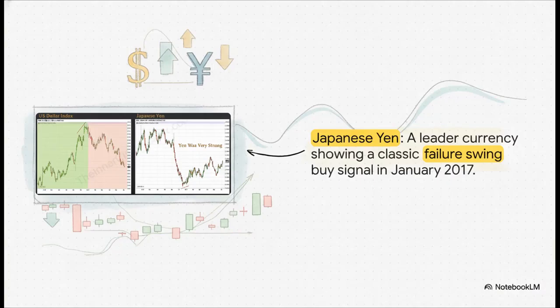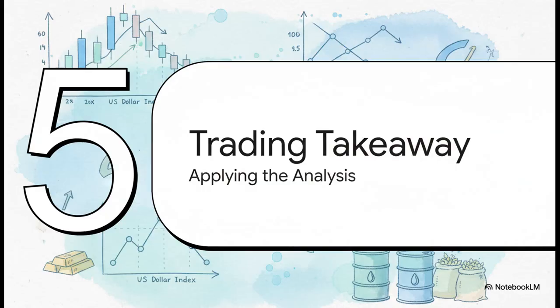And don't think this is just for corn and cows. This analysis works just as well for financial commodities. Take a look at the Japanese yen here. Right as the dollar index was making its final higher high in January 2017, the yen put in a higher low. That classic failure swing was the signal. It told you the yen was a leader among the currencies and was being scooped up for a big move higher.